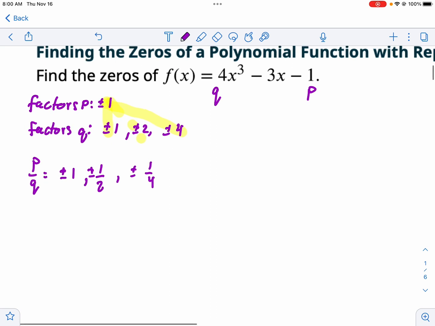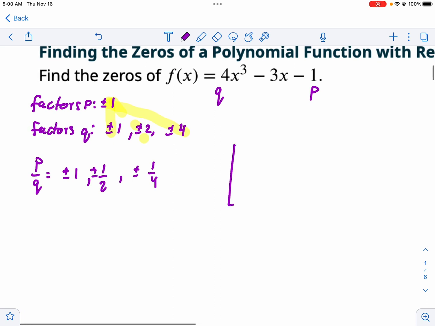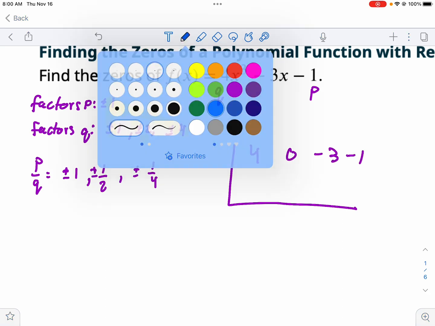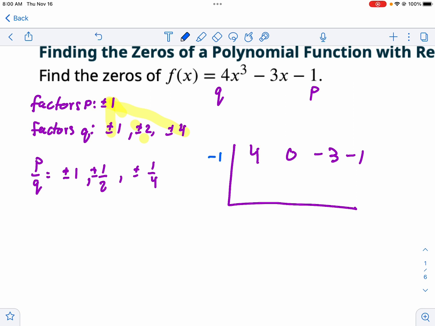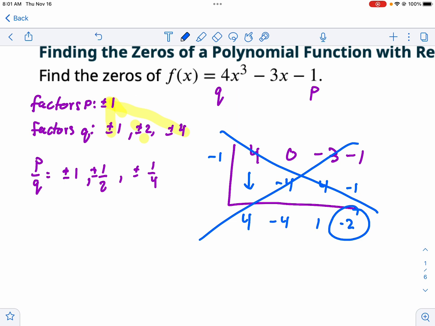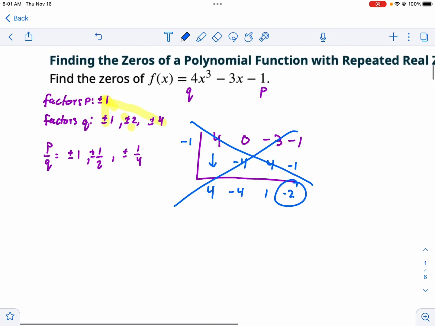Using one of these, you do synthetic division: 4, 0, -3, -1. Let's say I use the -1 version. I have 4 here, -4, -4, +4, +1, -1, -2. So I did not get a 0 here. That means the -1 version did not work. So then I have to try out the other one.